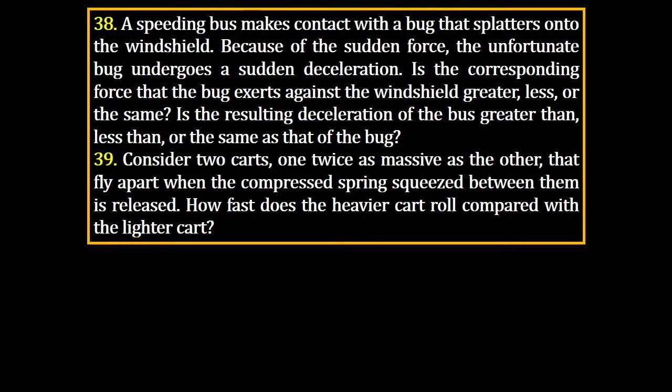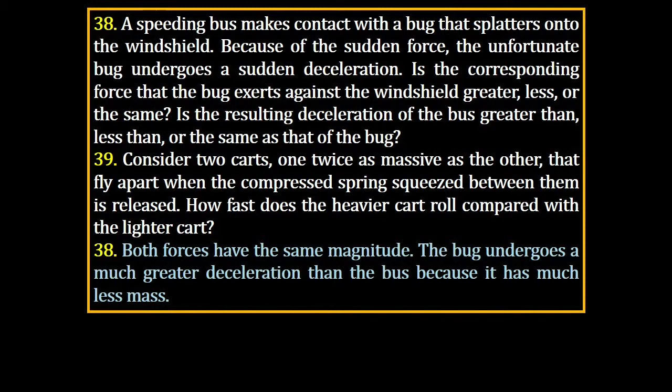How fast does the heavier cart roll compared to the lighter cart? Okay, now, the forces are going to be the same on the bug and the bus, but the accelerations are going to be quite different. The bug undergoes a much greater deceleration than the bus. It has much less mass. So equal forces, small mass, great acceleration; large mass, small acceleration. In terms of the cart, the larger cart is going to accelerate to a smaller degree than the smaller cart. So large cart, low acceleration. Small cart, large acceleration. So when it asks how fast the heavier cart rolls compared to the lighter cart? Slower. It goes slower. Okay, so let's wait for the answer.